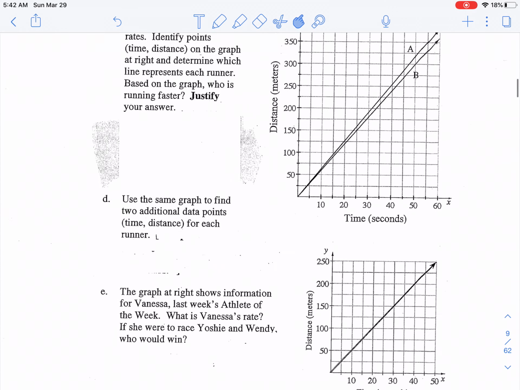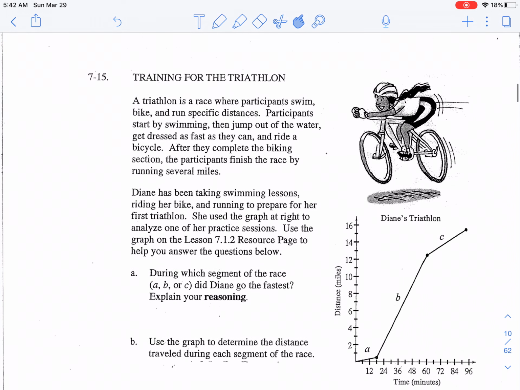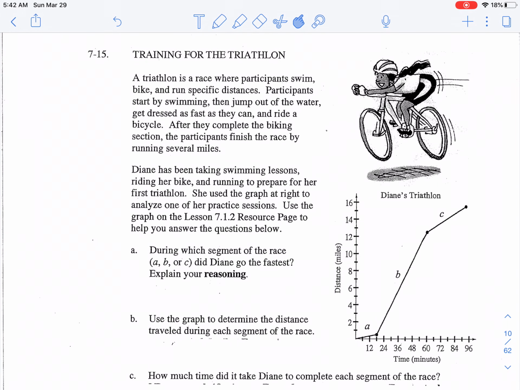So we're going to go down to problem 7-15, training for the triathlon. A triathlon is a race where participants swim, bike, and run specific distances. Participants start by swimming, then jump out of the water, get dressed as fast as they can, and ride a bicycle. After they complete the biking section, the participants finish the race by running several miles. Diane has been taking swimming lessons, riding her bike, and running to prepare for her first triathlon. She used the graph at the right to analyze one of her practice sessions.